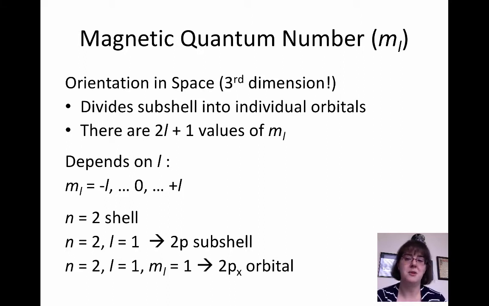So quantum numbers seem to get more complicated the further you go, just because everything ties back to other parts of those quantum numbers. So it's very difficult to talk about just the m sub L quantum number when m sub L relies on L, L relies on n. So they all are connected to each other.